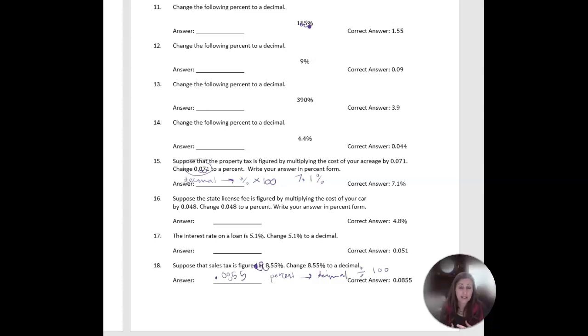So that's just a short little lesson on converting decimals to percentages and percentages to decimals. Again, next week, we'll move on to a new section dealing with percentages.